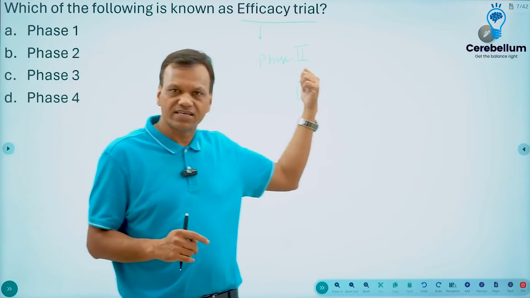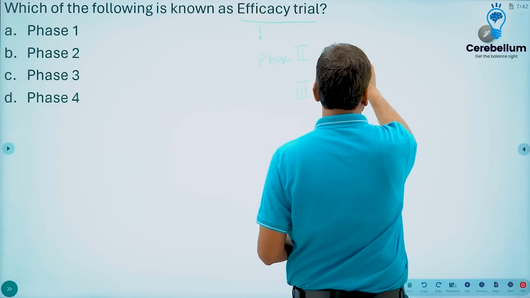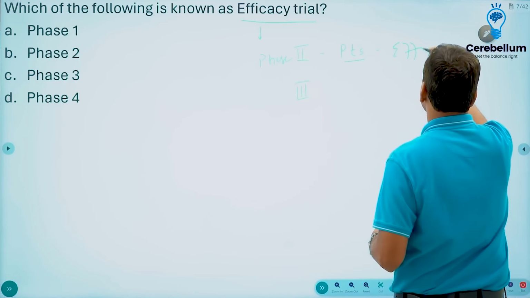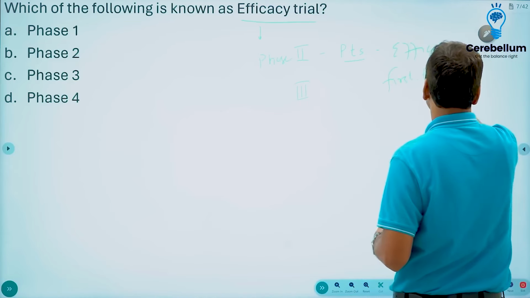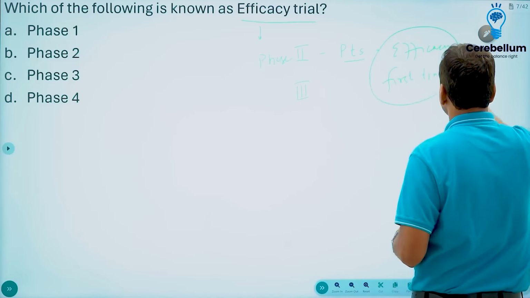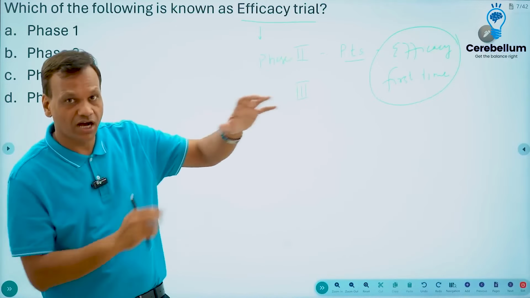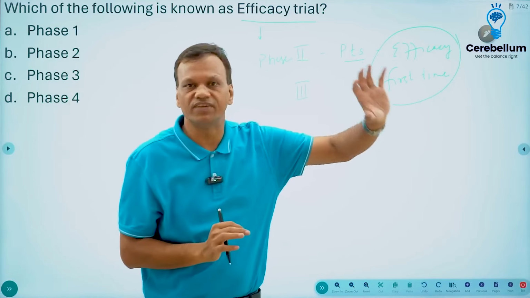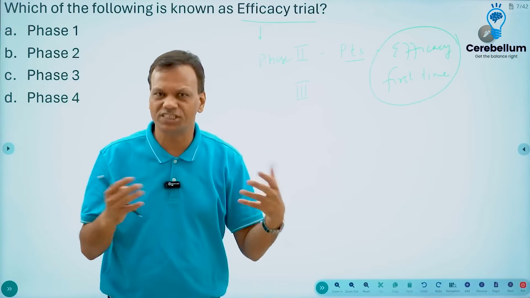Then we do phase 2 for the first time in patients. So when we do it the first time in patients, we are checking the efficacy for the first time. So preliminary evidence of efficacy comes in phase 2. But it is only giving an indication, a hint that the drug may be efficacious, but it is not confirming this fact because it is done in a few patients only.